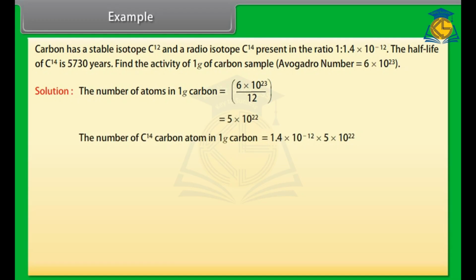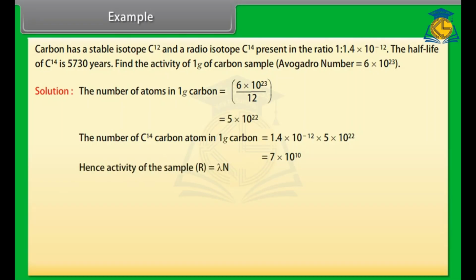The number of carbon-14 atoms in 1 gram carbon is 1.4 × 10^−12 × 5 × 10^22, which is equal to 7 × 10^10.